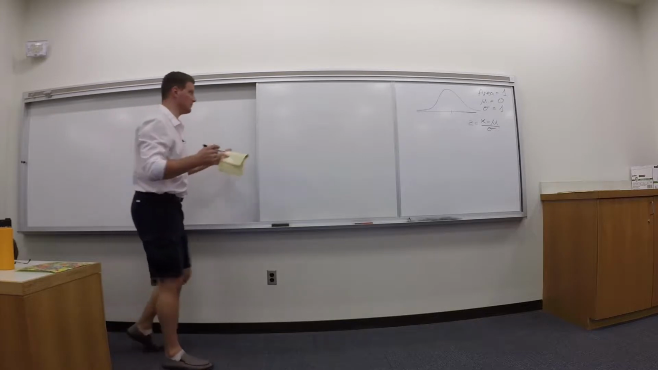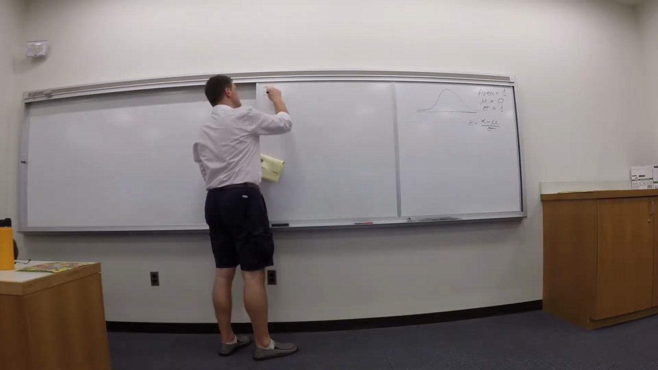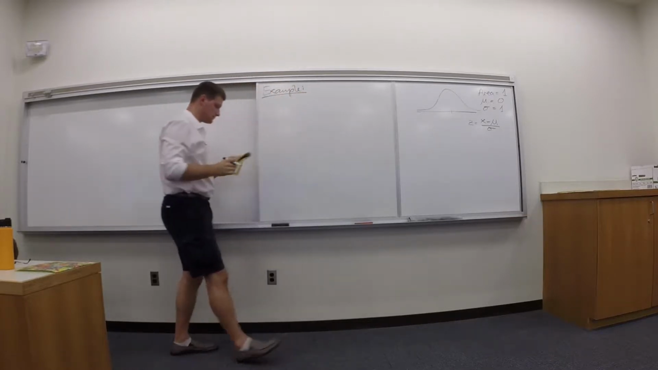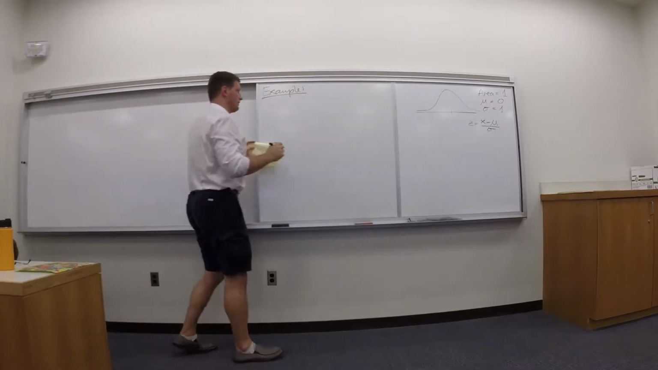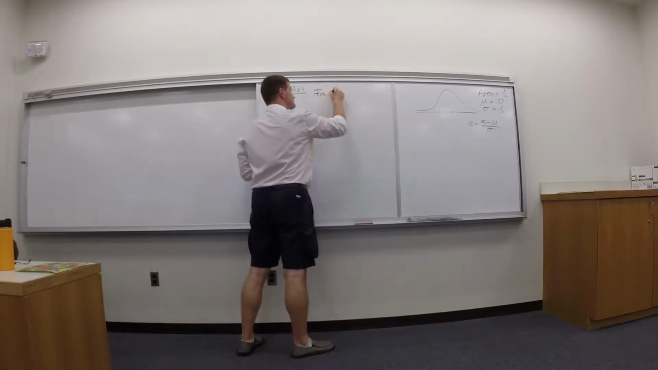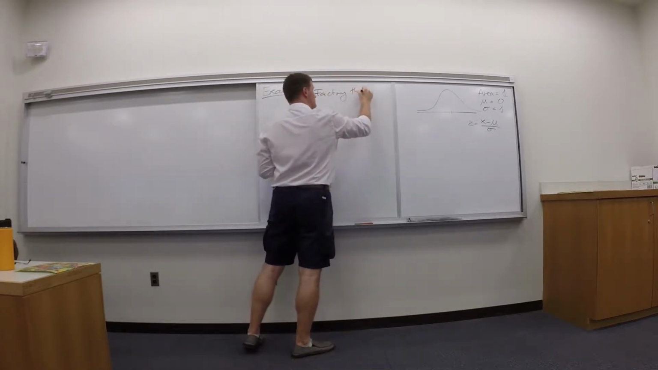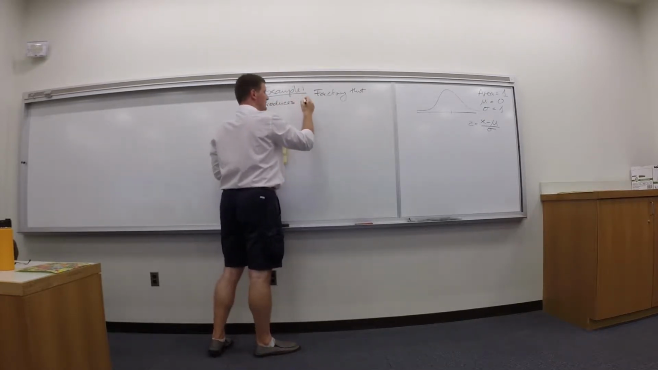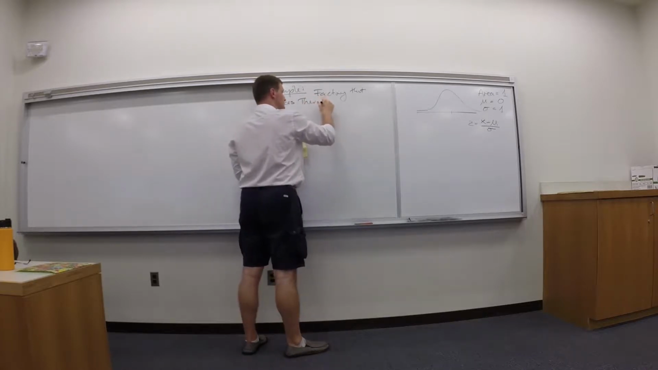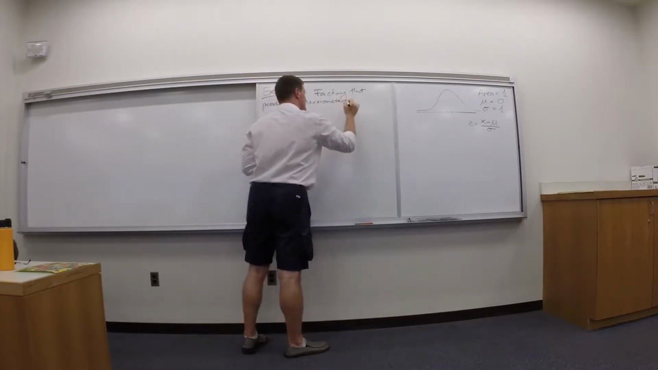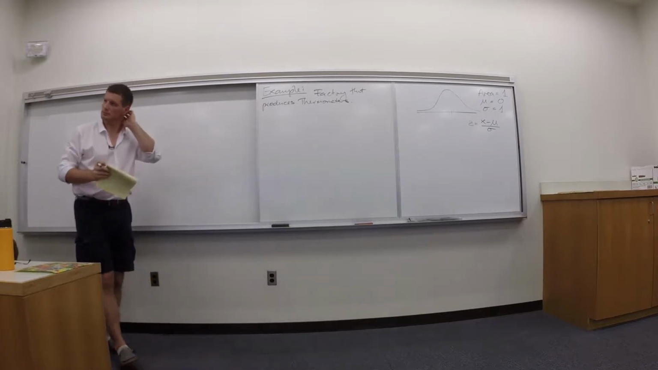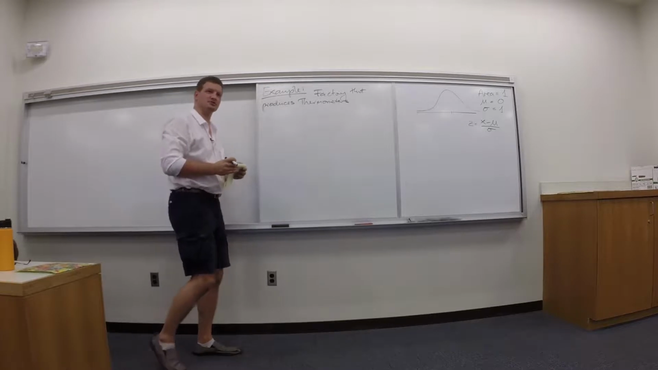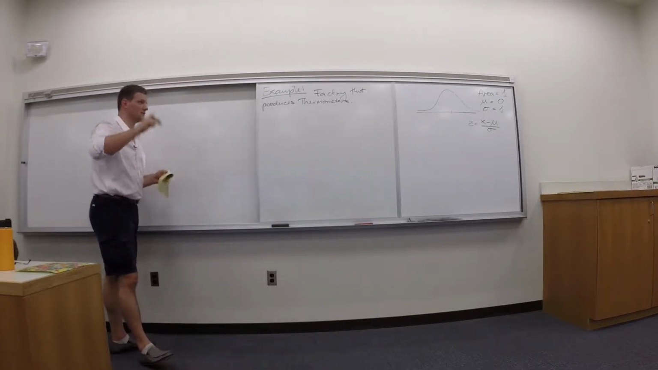Okay, let's look at an example. Let's say we have a factory that produces thermometers. I'm talking the good old mercury-containing thermometers. You stick it in stuff and the mercury moves up and down.